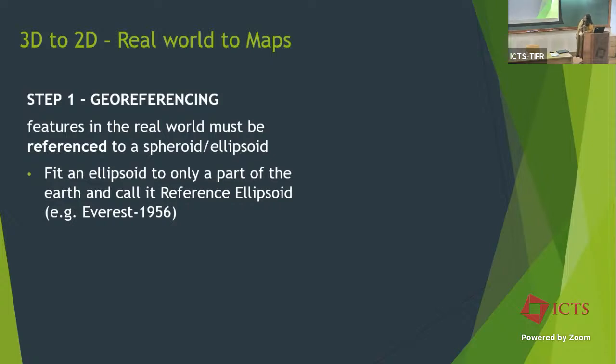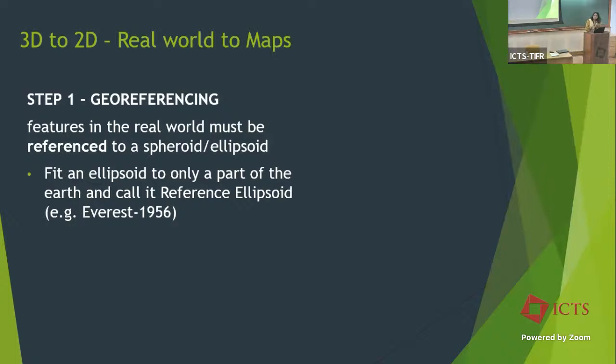And sometimes what people do is they fit an ellipsoid to only a part of the Earth's surface because they're not interested in studying something at a global scale. They just want to look at something more regional. So they will fit an ellipsoid to only a part of the Earth's surface.